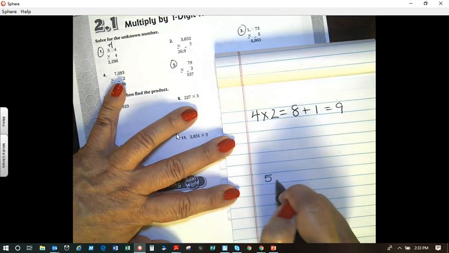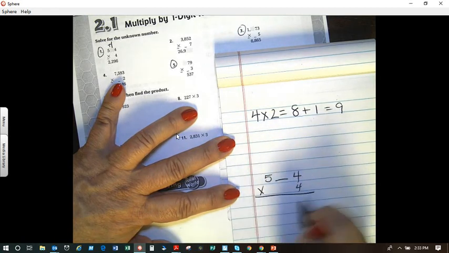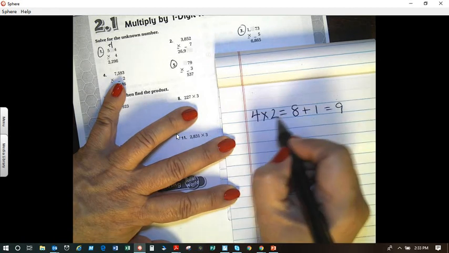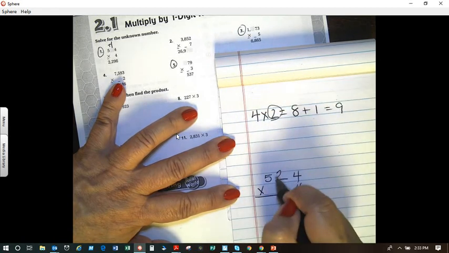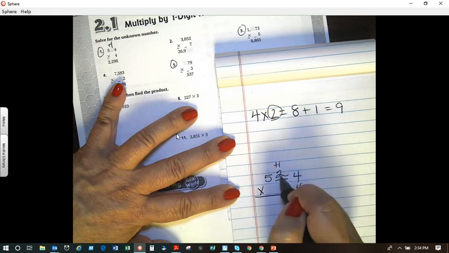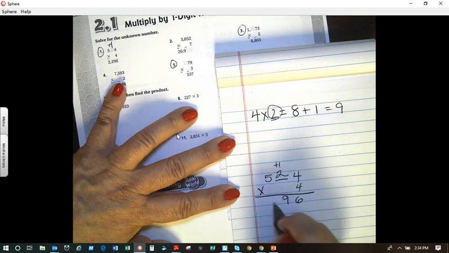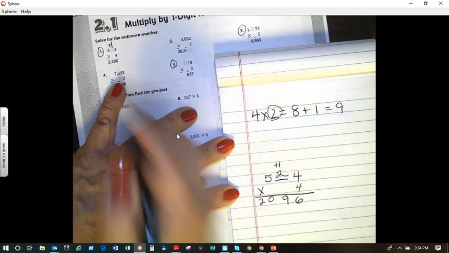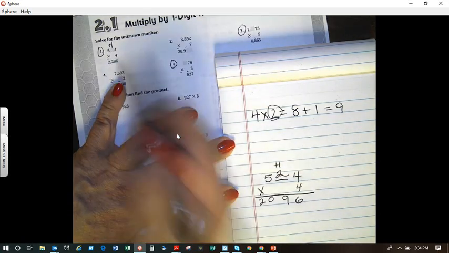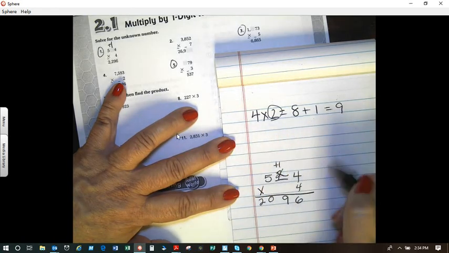5 blank 4 times 4. So we said that was 16. I'm going to put my 2 here. Carry my 1. 4 times 2 is 8 plus 1 is 9. And then 4 times 5 is 20. Well, it says that my answer needs to be 2,200, not 2,000. So the 2 won't work. What other number can I have?